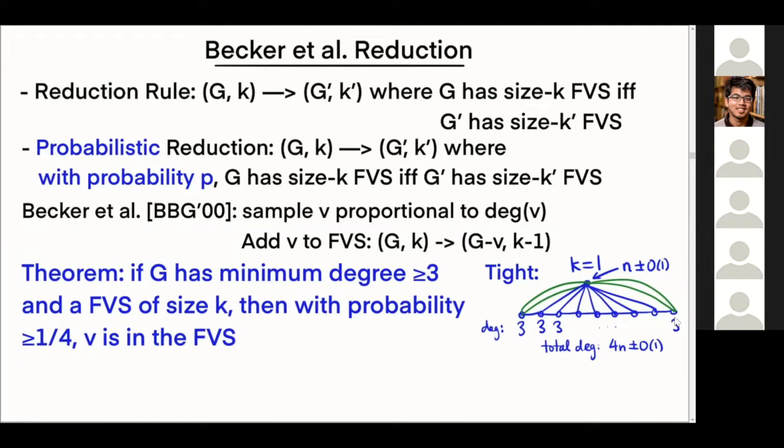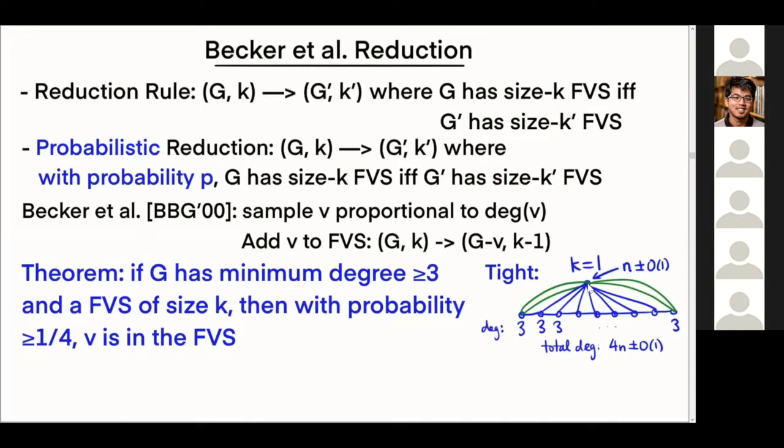And the point is, in this graph there's only one size 1 FES, which is just this vertex. This vertex has degree roughly n, because there are n-1 vertices on this path, and each of them has around one edge to this vertex. So the degree is roughly n, but the total degree is n plus n-1 times 3, which is roughly 4n. So we can see that in this case, the probability is roughly exactly 1/4.